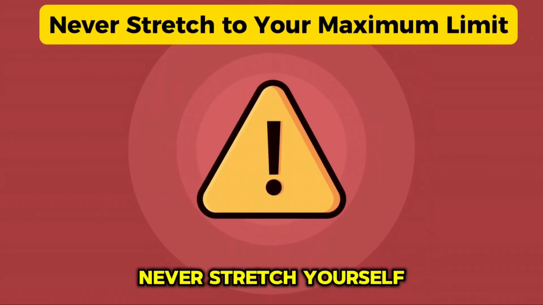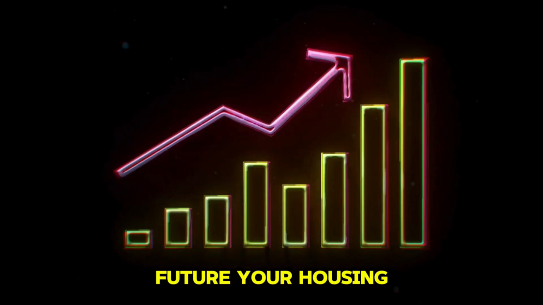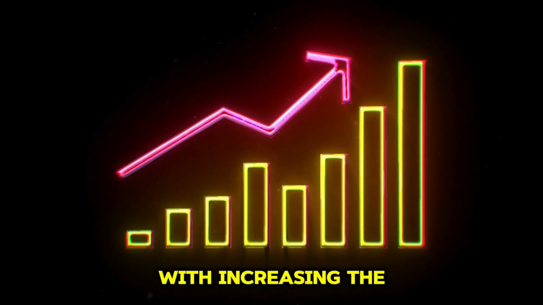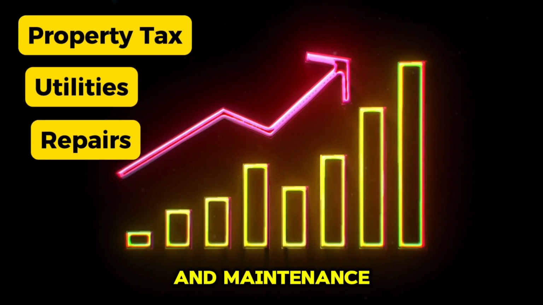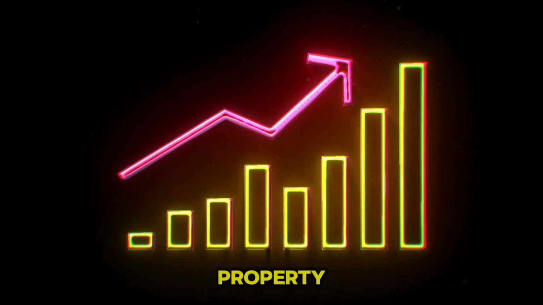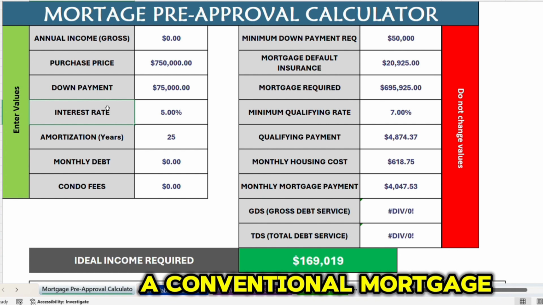Never stretch yourself to the maximum of what you can get approved for, because in the future your housing costs can increase with the increase in property tax, with the utilities, or other repair and maintenance that you will be undertaking for the property. Where you are putting at least 20% down, it is called a conventional mortgage.